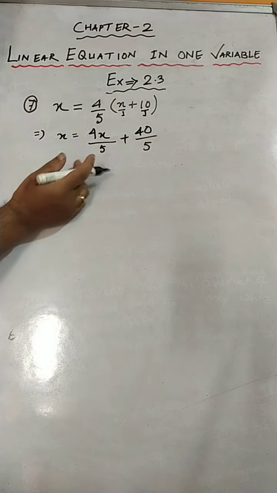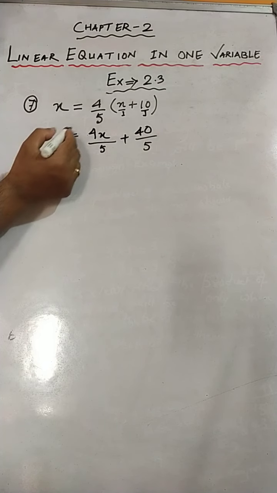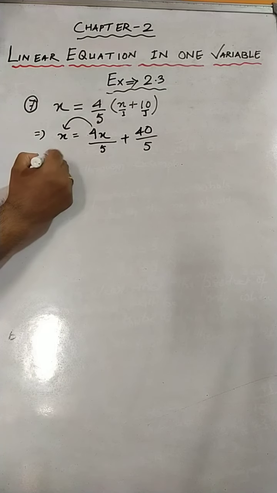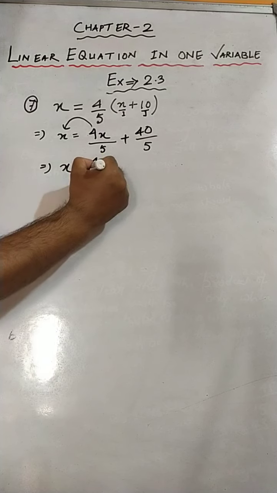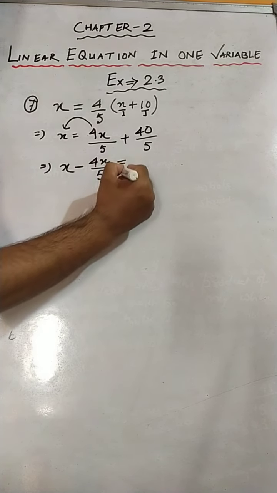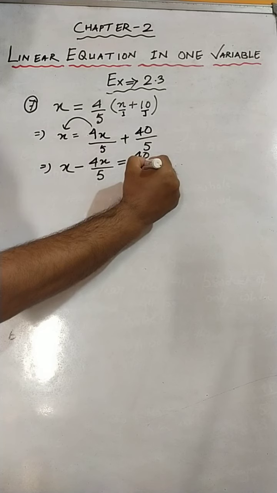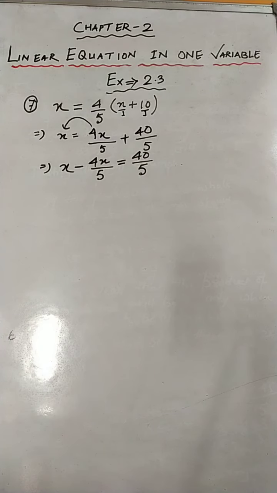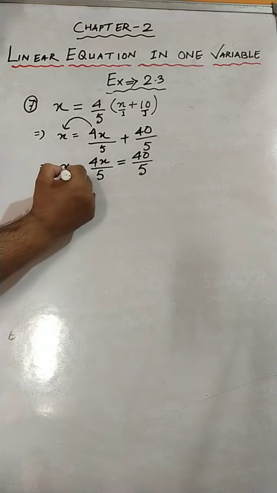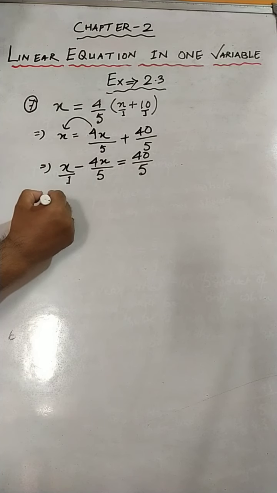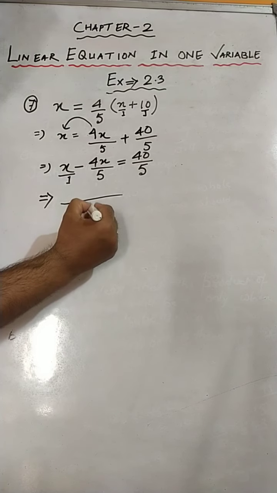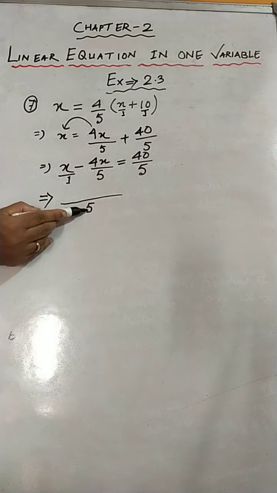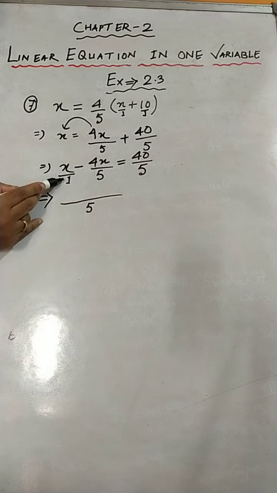Now what is the next step that we'll do? We'll bring the variables term towards left hand side like this. Okay, so it will look like x minus 4x upon 5, that would be equals to 40 by 5. Now we have to solve this side. So x is carrying 1 as a denominator, so we'll get the LCM. So the LCM of 1 and 5 would be what? 5, isn't it? So next step is we have to divide this 5 with this 1. So 5 divided by 1 will get 5.